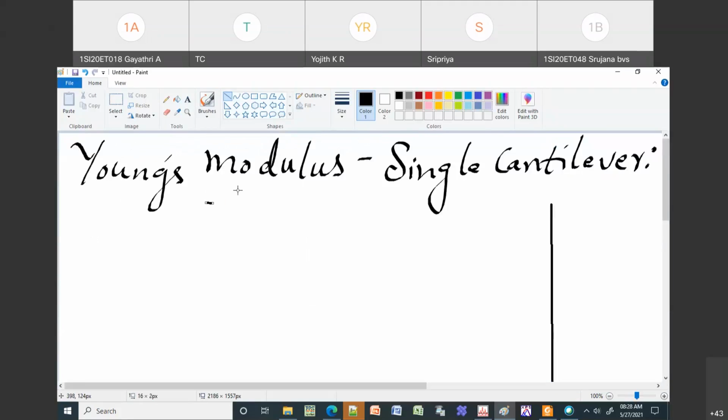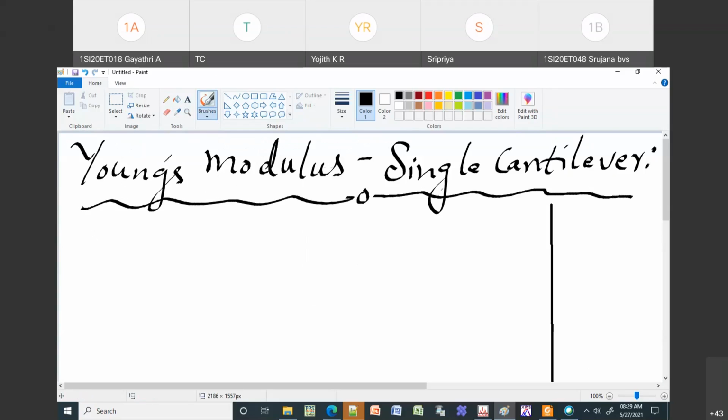Young's modulus is the ratio of linear stress to linear strain within the elastic limit. So how do we find Young's modulus experimentally? How can I get this Young's modulus experimentally? You have an experiment in your physics lab, so we will come to that later when we go to the lab session. But right now, whatever derivation we are doing is related to that experiment.